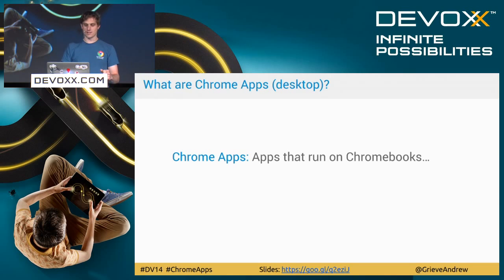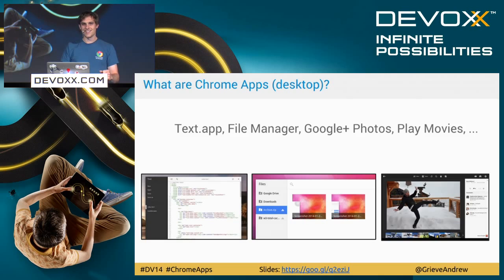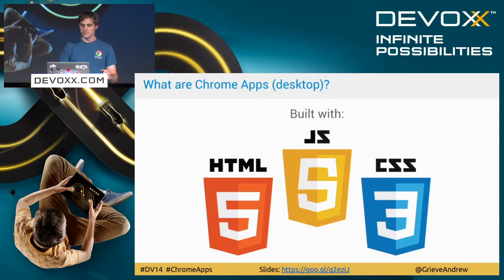So, a Chrome app is an app that runs on Chromebooks, and they also run on Windows, Mac, and Linux. At least this was the definition until a couple years ago when we expanded to mobile as well. So some examples of Chrome apps are a text editor, a file manager, your Photos app. These are all stock apps on Chromebooks. They're built with HTML, JavaScript, and CSS. Probably not much of a surprise.